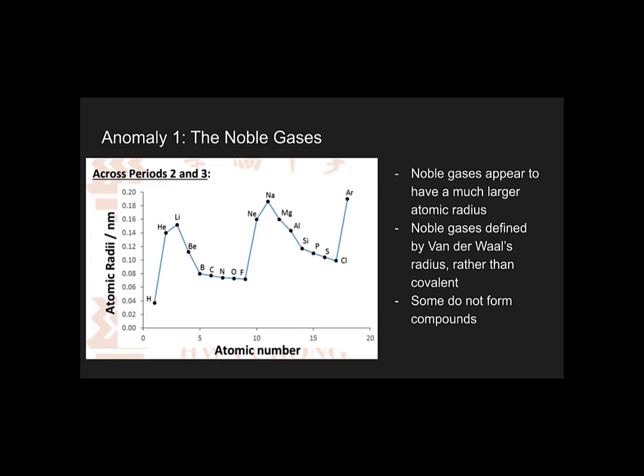So, the first anomaly is the noble gases. Noble gases appear to have a much larger atomic radius, as their atomic radius is defined by their van der Waals radius, rather than their covalent radius, because most noble gases do not form compounds.